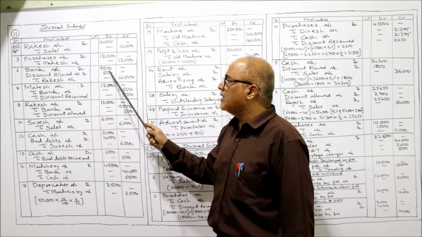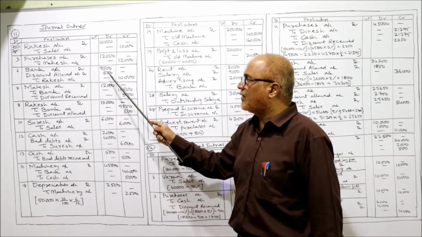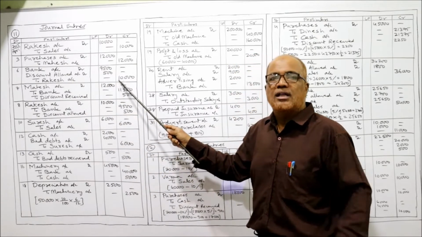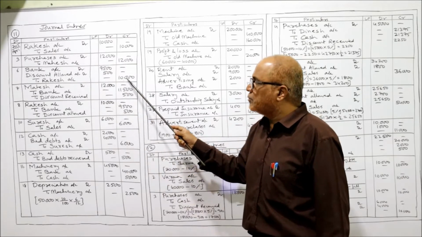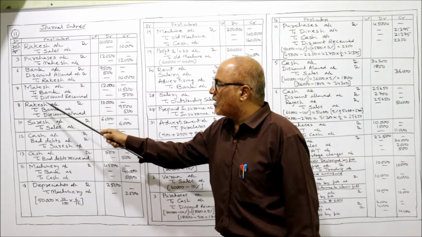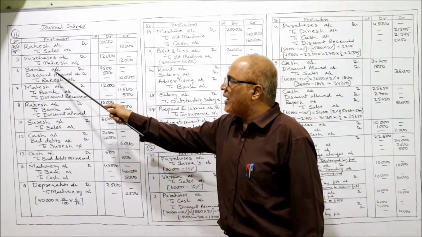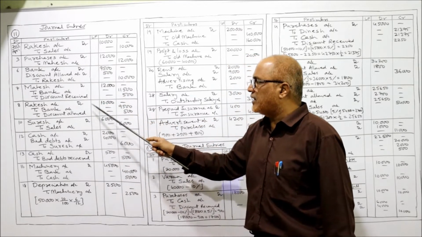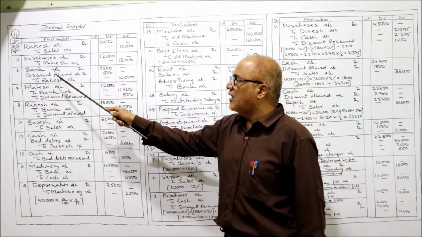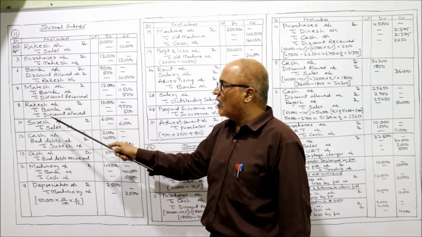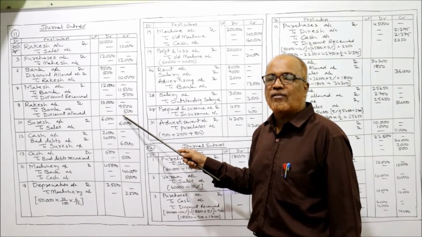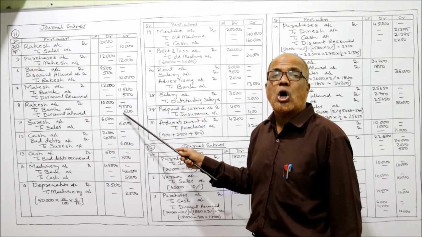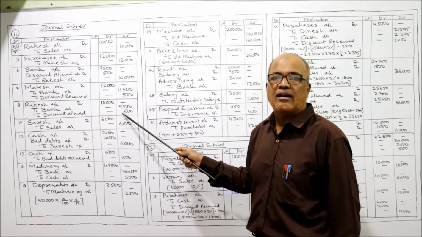Bank account debit 9,500, discount allowed account debit 500 to Rakesh 10,000. This entry has to be completely reversed. Now Rakesh account should be debited by 10,000. See here, Rakesh account debit 10,000. Bank account should be credited by 9,500. Discount allowed was debited, now we credit discount allowed 500. Being the cheque of Rakesh dishonoured, so we reverse the entry.